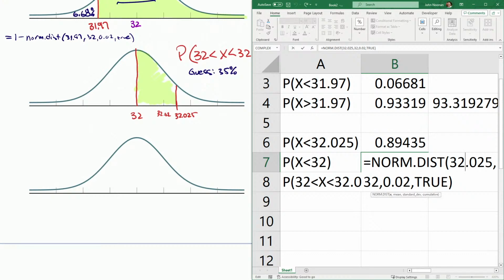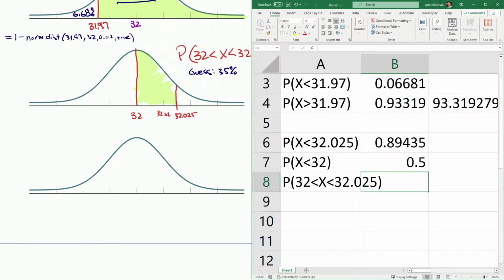Let's delete this stuff. This shouldn't be a big surprise. Some of you might have said, why are you even typing this in? You just told us that 32 splits things in half, so certainly half of the distribution is to the left. Kind of makes sense. Now, how to get the stuff in between?